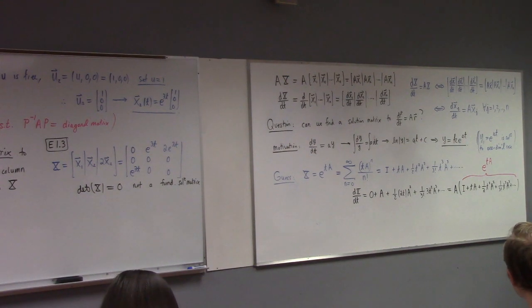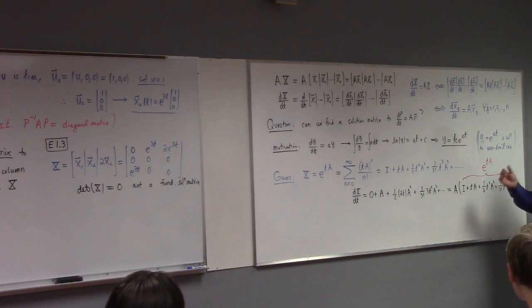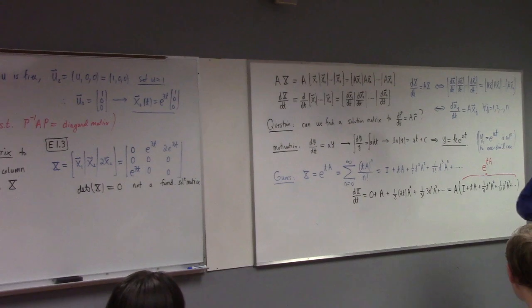Which matrix does this work for? All of them. This is a universal solution to the problem dr/dt equals Ar. So then, why don't I just start by teaching you that? What's the rub? Well, the rub is how do you actually calculate an infinite series of matrices? How do you actually compute this infinite series?